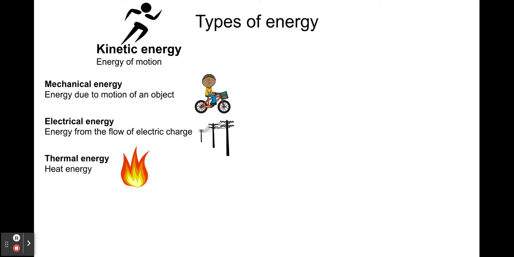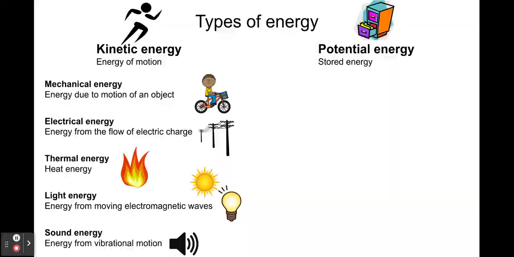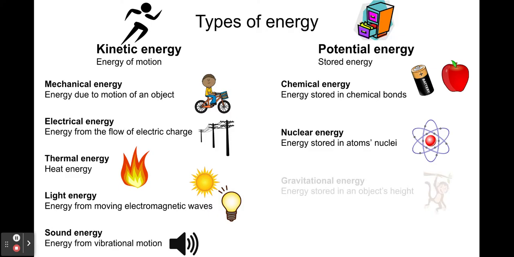Thermal energy, heat energy, is a type of kinetic energy. Light energy is energy from moving electromagnetic waves. And sound energy is energy from vibrational motion. So our other category of energy is potential energy, and it's just as important. This is stored energy. For example, chemical energy is energy that is stored in chemical bonds. This is the energy that's stored in a battery or stored in your food. Your food gives you energy because there's chemical energy stored in the bonds of the molecules in your food. Nuclear energy is energy stored in atoms' nuclei.